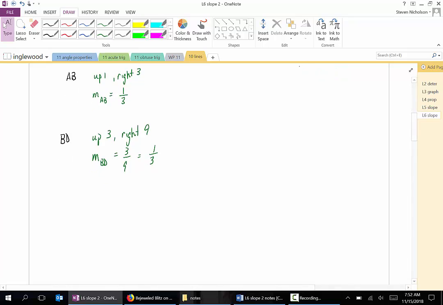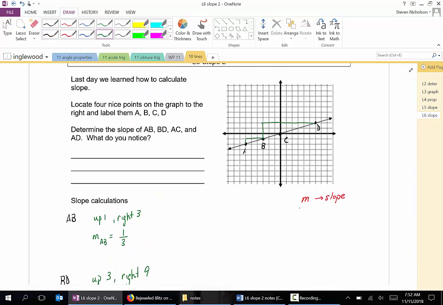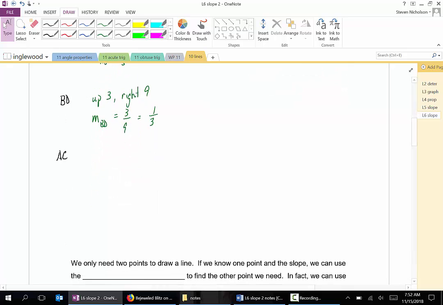Okay, AC, the slope from A to C. So if we look at A to C, well, to go from A to C, I'm going to go up 2, and I'm going to go right 6. So again, up 2, right 6. So the slope from A to C is 2 over 6. Remember, vertical over horizontal, and 1 over 3.